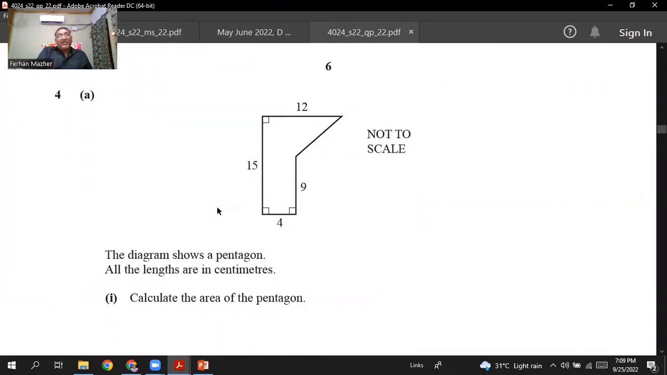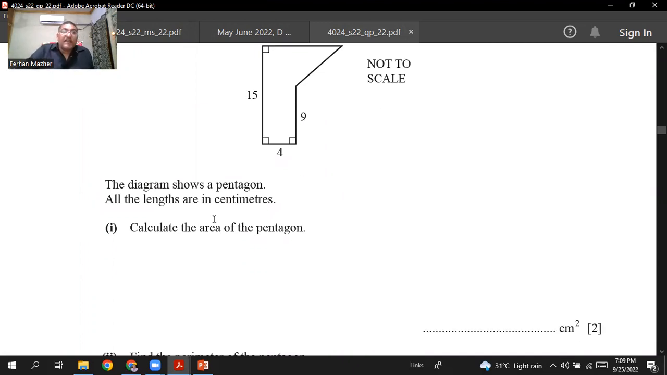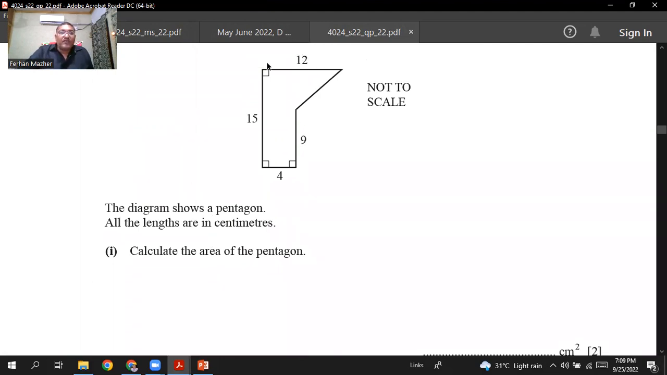Question number 4. The diagram shows a pentagon. All the lengths are in centimeters. Calculate the area of the pentagon. Okay, so it is a 2 marks question. This side is 12. This is total 15. This side is 9. This side is 4.